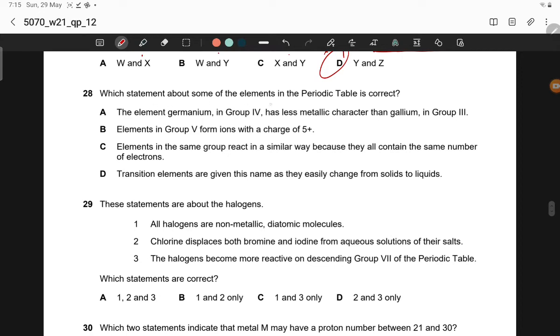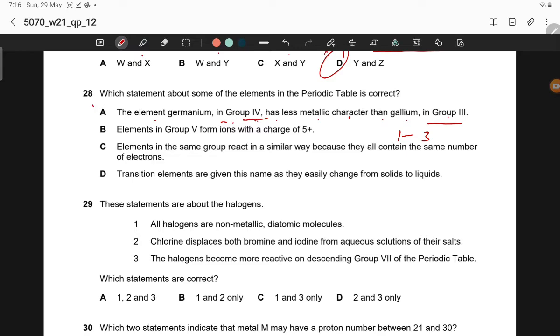Which statement about some of the elements in the periodic table is correct? The element germanium in group 4 has less metallic character than gallium in group 3. This is present in group 4 and this is group 3. Group 1 to 3 are mostly metals, and group 4 are non-metals. So germanium has less metallic character than gallium.